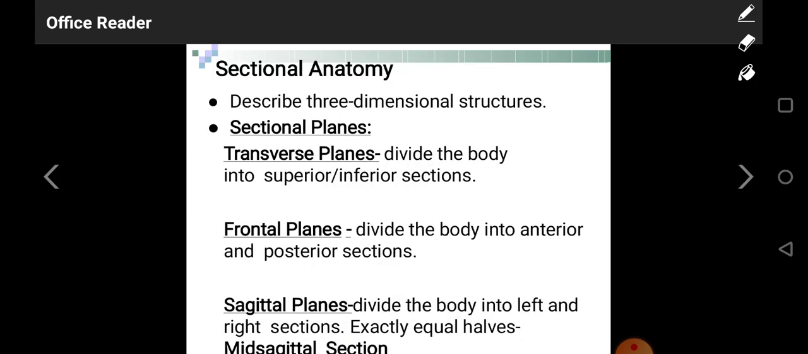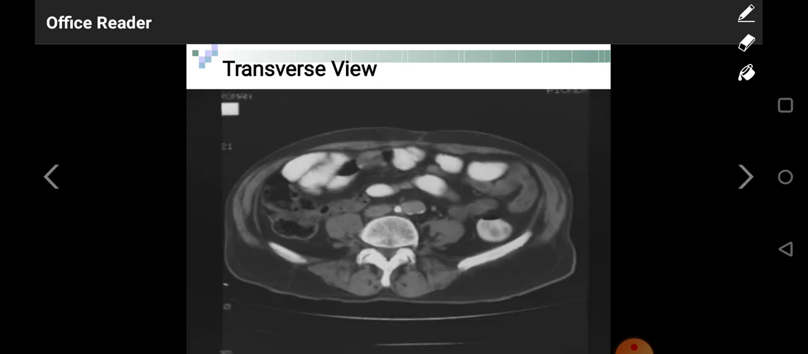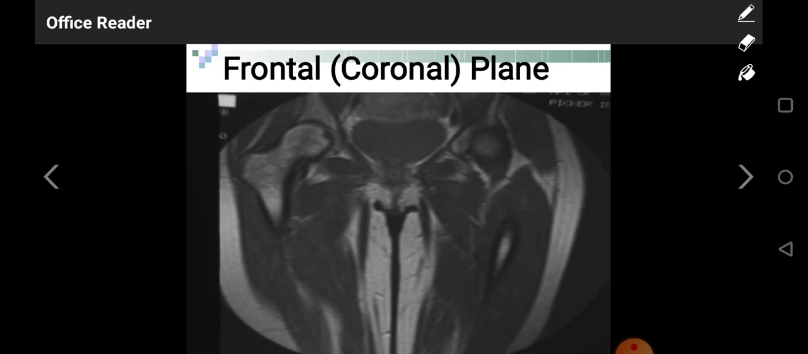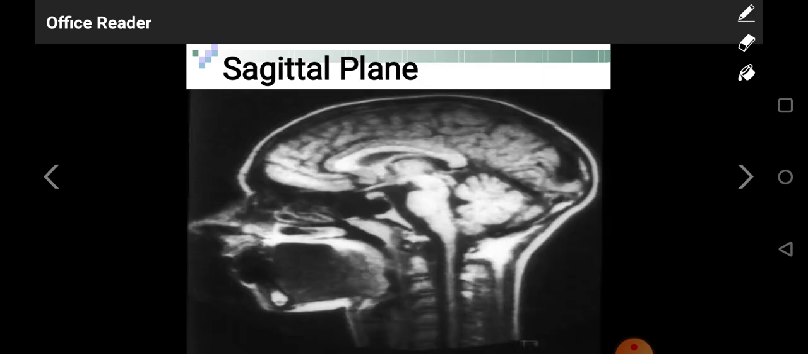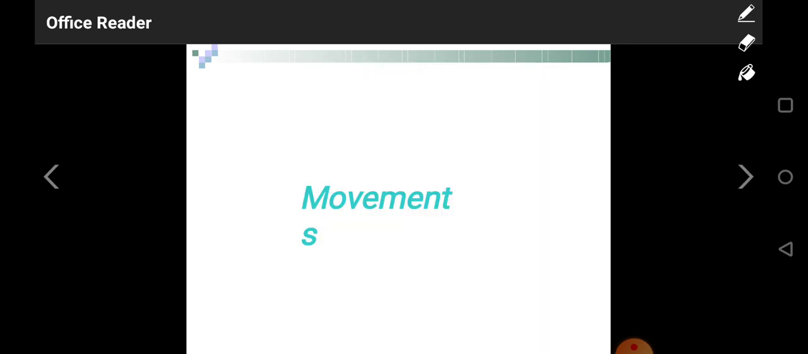Now sectional anatomy, where you can see the different sections like transverse planes, which divide the body into superior and inferior sections. Then the frontal planes dividing the body into anterior and posterior sections. Sagittal plane dividing the body into right and left sections. In case of mid-sagittal, the sections are equal halves. This is a transverse view. This is frontal or the coronal plane. This is sagittal plane. Then we come to the movements.